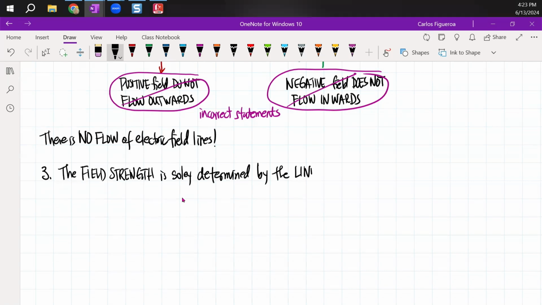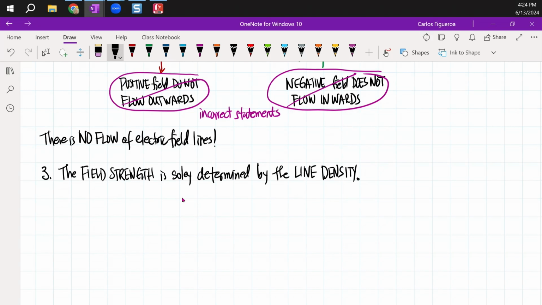By the line density. Now remember, every charge has an infinite number of field lines. So even though I may have a lower charge, it still has an infinite number of field lines. So once again, we are drawing an effective picture using finite line densities.